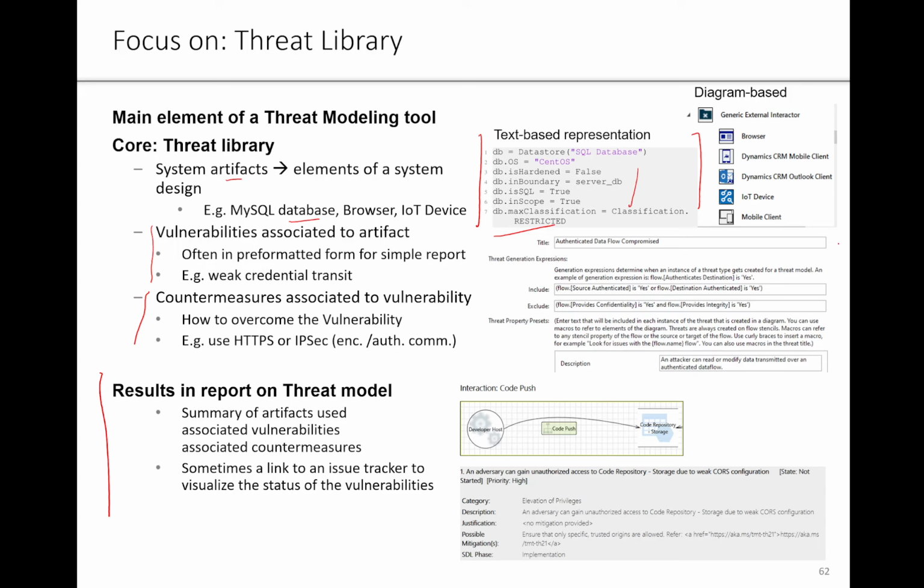And the threat modeling libraries look typically like this. Sometimes some of the tools also support that you can modify and extend them on your own, so that you can add further vulnerabilities and further text elements that will pop up when you select a specific node.